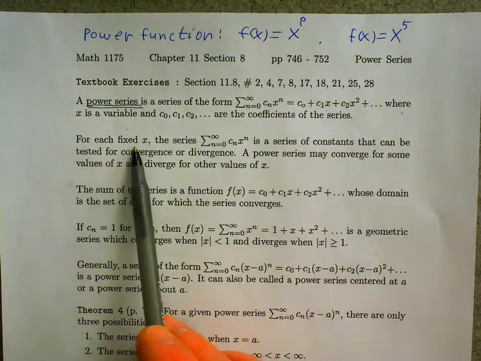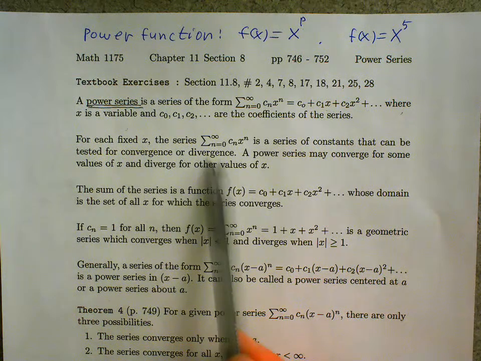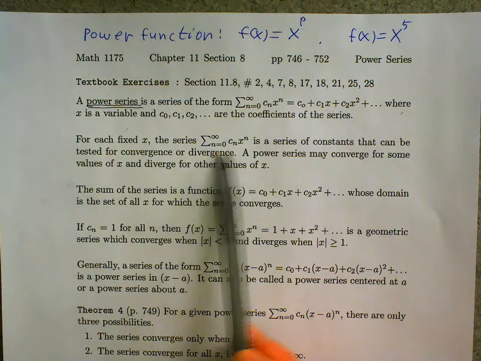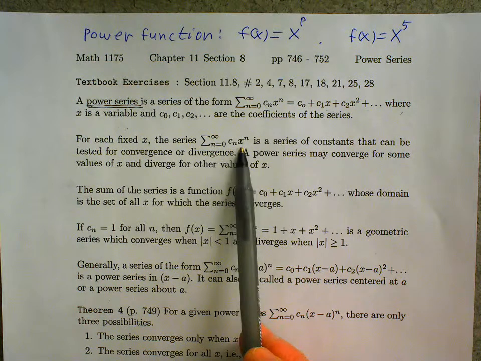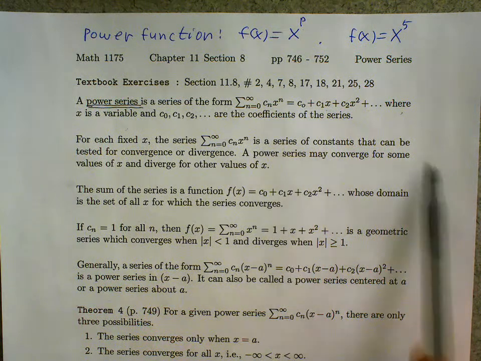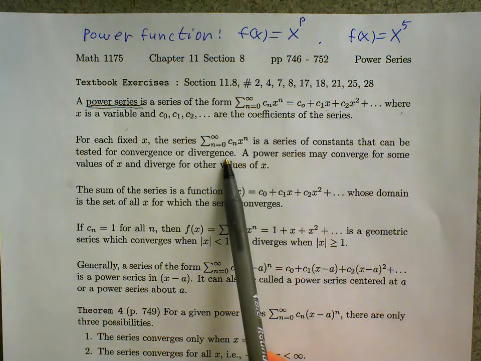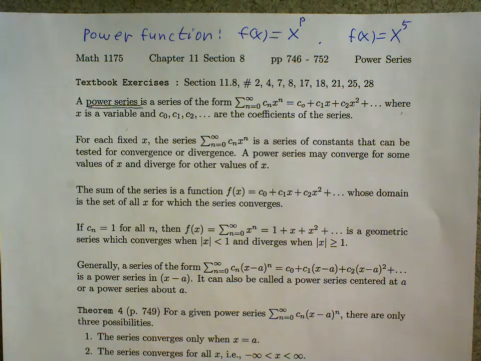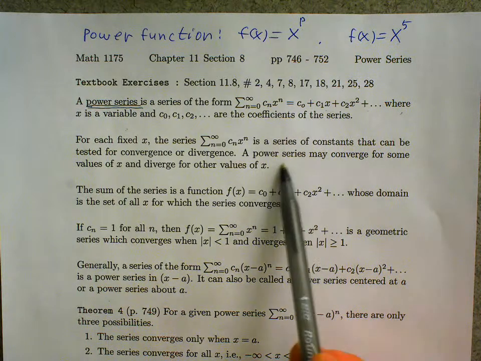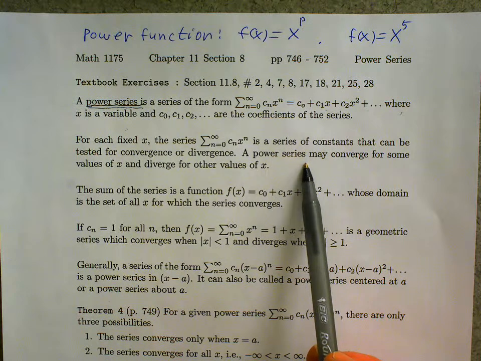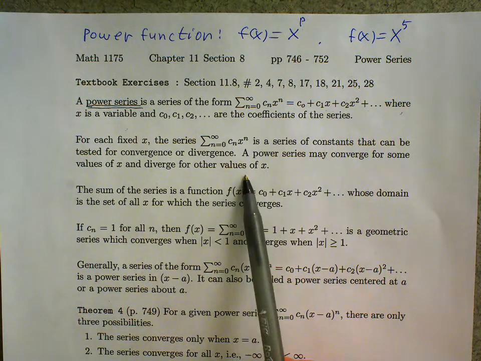For each fixed value of x, the infinite series, c sub n times x to the n, is a series of constants that can be tested for convergence or divergence. And so a power series may converge for some values of x and diverge for other values of x.